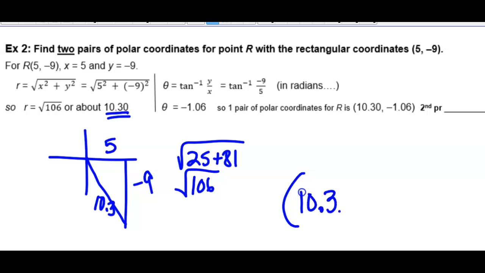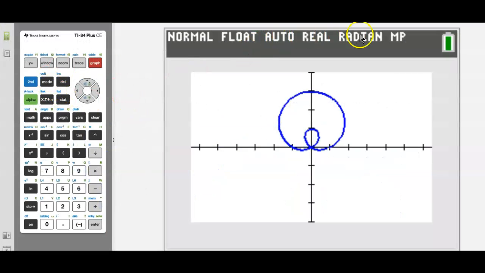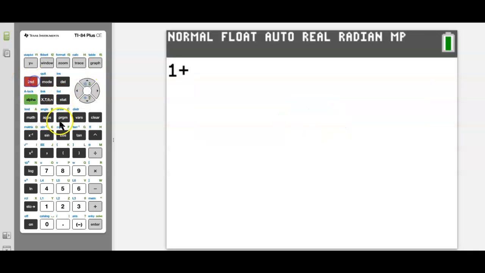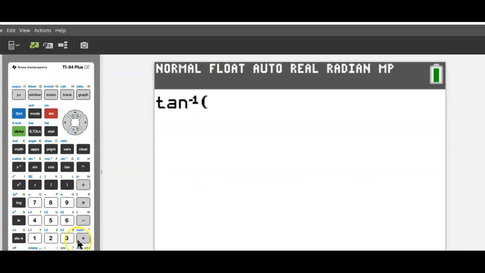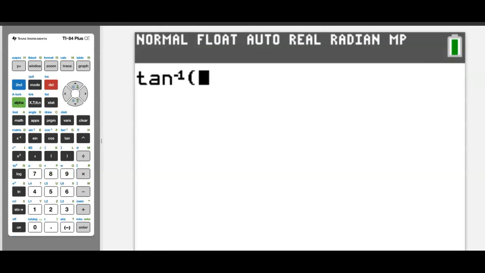r value is 10.3. And then we need a theta back here. Degrees would work much better in our little brains, but they want us to use radians. So when we do this, we're going to leave our calculator in radians and do inverse tangent of y over x in radians. We're in radians, so we go inverse tangent. I forgot the numbers. -9 over 5.